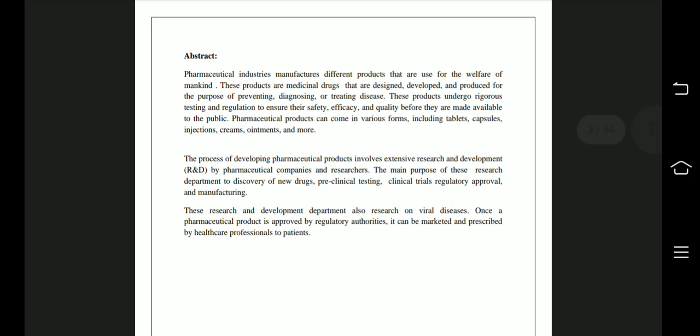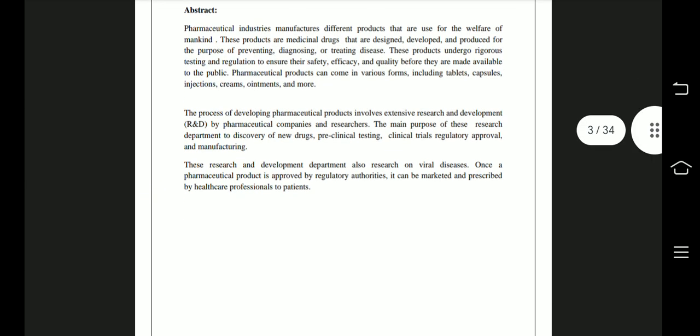Pharmaceutical industries manufactures different products that are used for the welfare of mankind. These products are medicinal drugs that are designed, developed, and produced for the purpose of preventing, diagnosing, or treating disease. These products undergo rigorous testing and regulation to ensure their safety and quality before they are made available to the public. Pharmaceutical products can come in various forms, including tablet, capsules, injections, creams, ointment, and more.